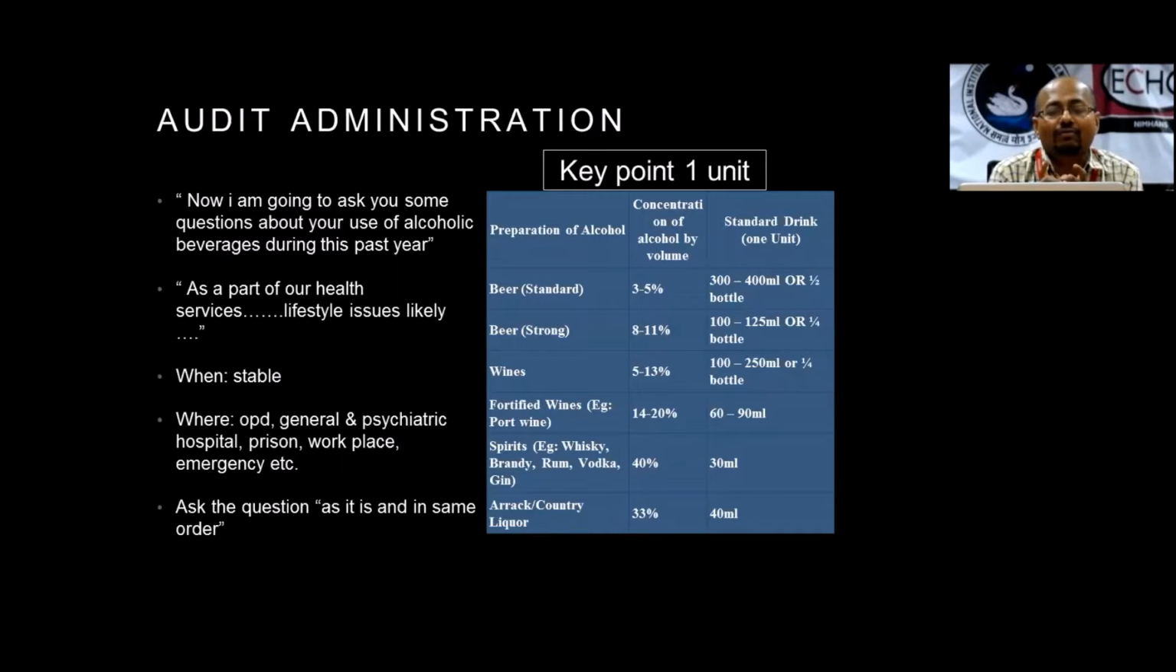The most important point to learn before you start the questions is what 1 unit of alcohol is. I know most of you know it. 1 unit of alcohol is 30 ml of spirit. You can see other details here. You should be clear about 1 unit of alcohol, because most of these questions are based on the unit of alcohol.